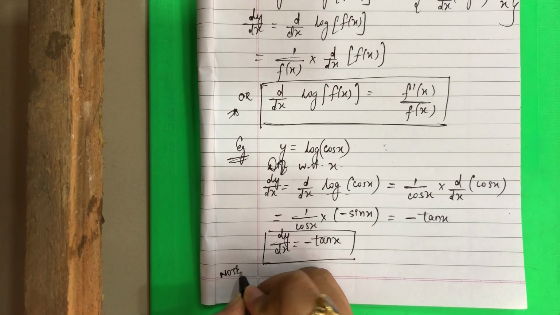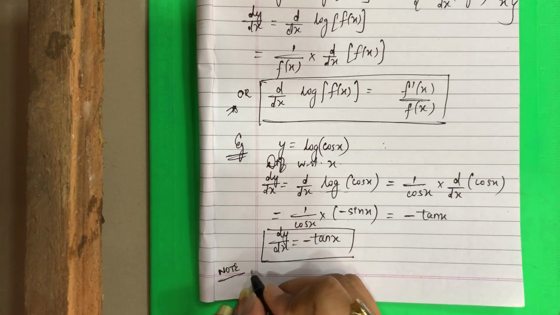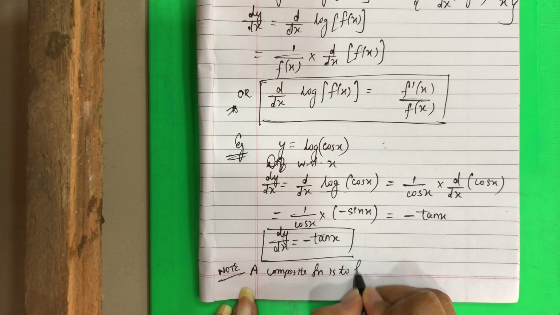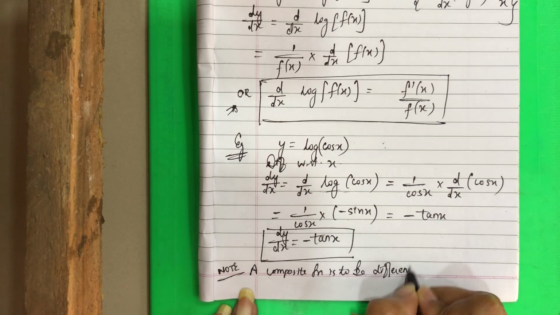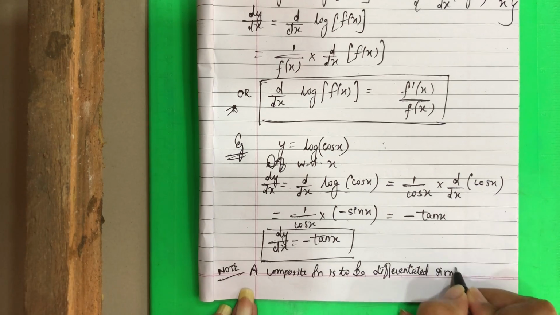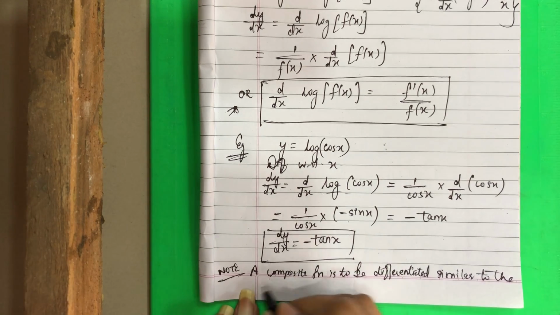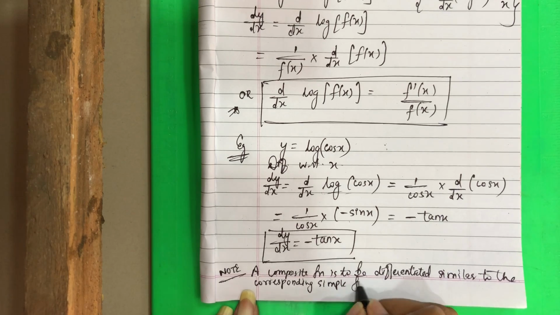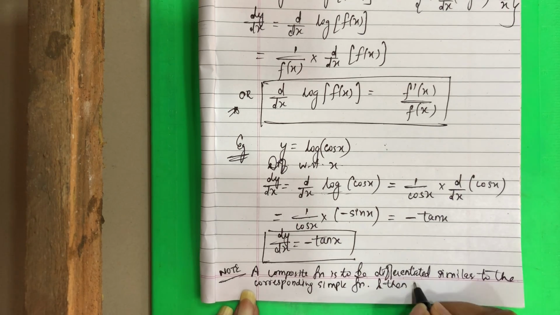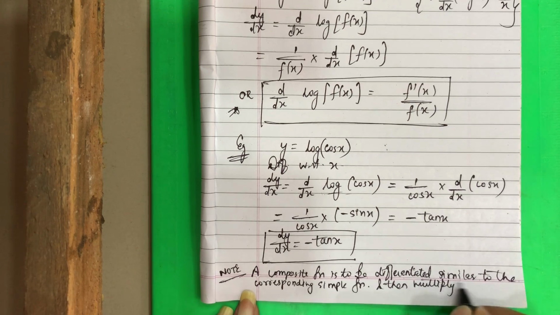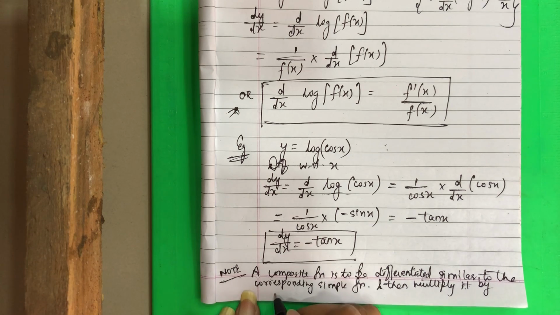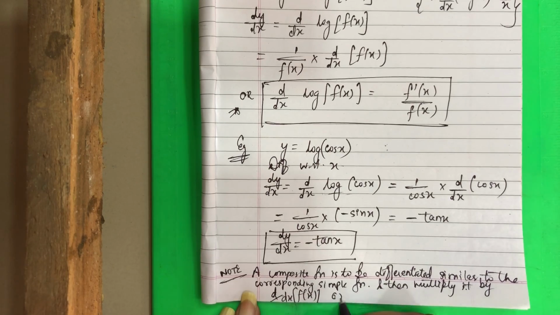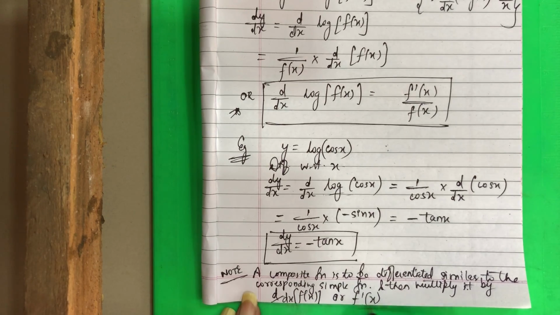Now I just want to give you the note that a composite function is to be differentiated similar to the corresponding simple function and then multiply it by d by dx of fx or f dash x.